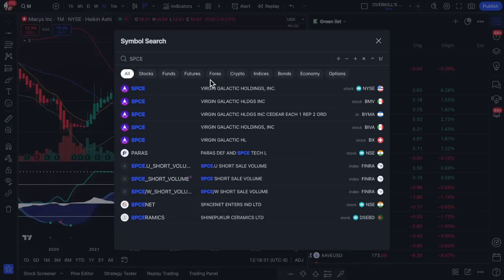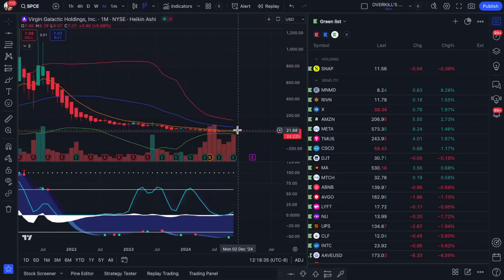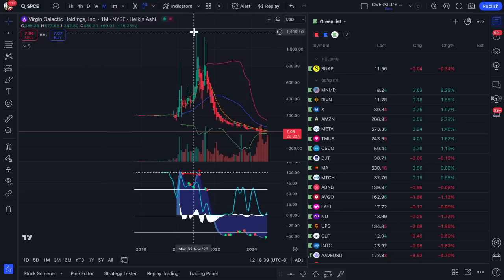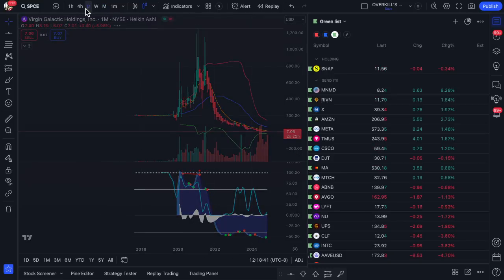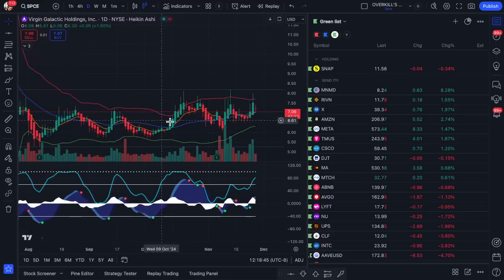Space, SPCE. This is Mr. Russell Brunson's rug pull that he had. Oh my God. Ugly, dude. Did that really hit $1,000 and go all the way back down to 7? Jesus. Okay, another name just consolidating, right?